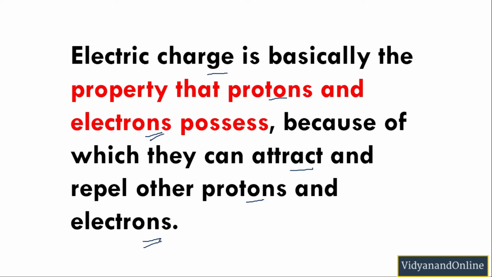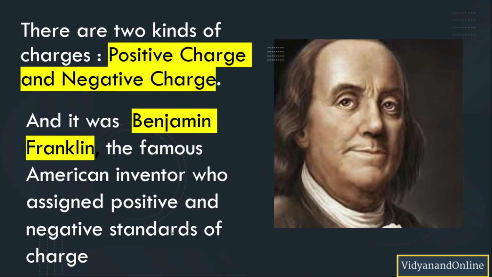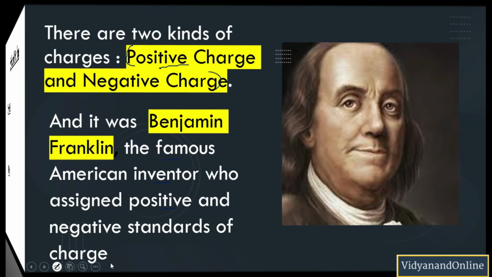सेकेंड हमने क्या पढ़ा है कि इलेक्ट्रिक चार्ज तो एक प्रॉपर्टी है प्रोटॉन्स की और इलेक्ट्रॉन्स की, जिसकी वजह से वो दूसरे प्रोटॉन्स को या तो अट्रैक्ट करेंगे या फिर रिपेल करेंगे. Okay, there are two kinds of charges, positive charge and negative charge, and these terms were coined by the scientist Benjamin Franklin. So Benjamin Franklin was a famous American inventor who assigned positive and negative standards to charges.